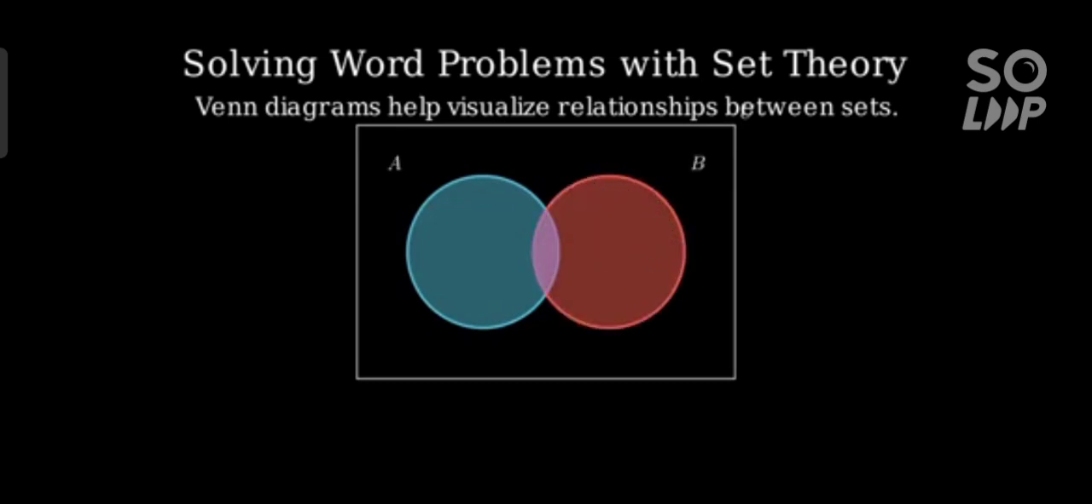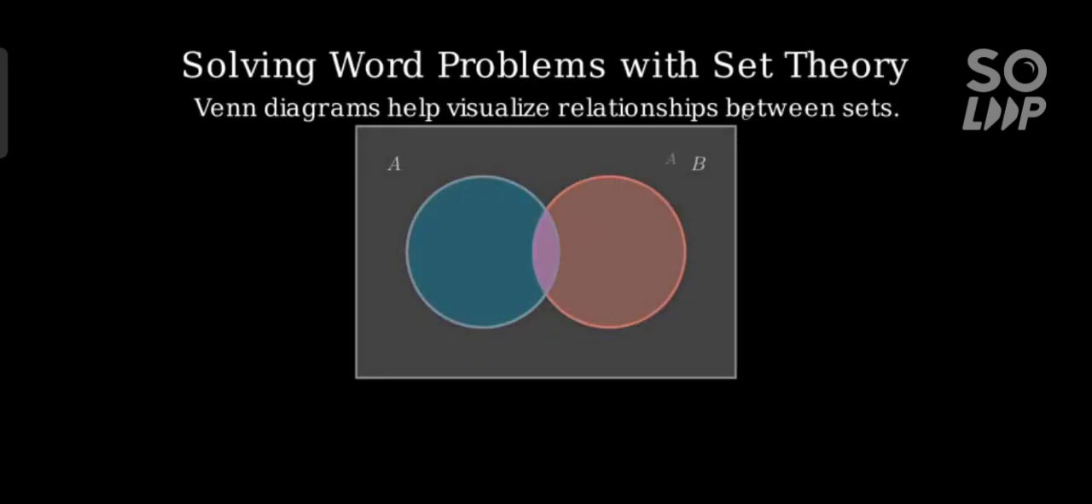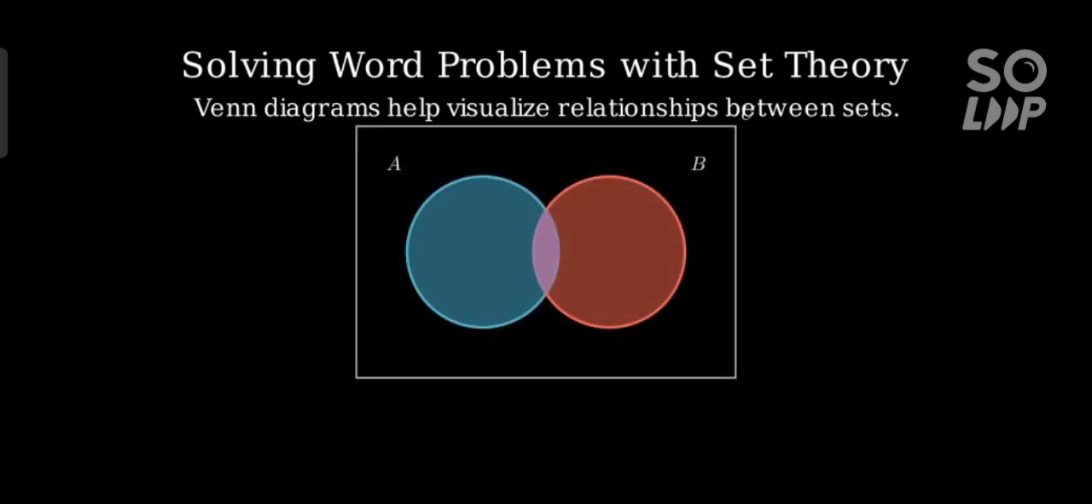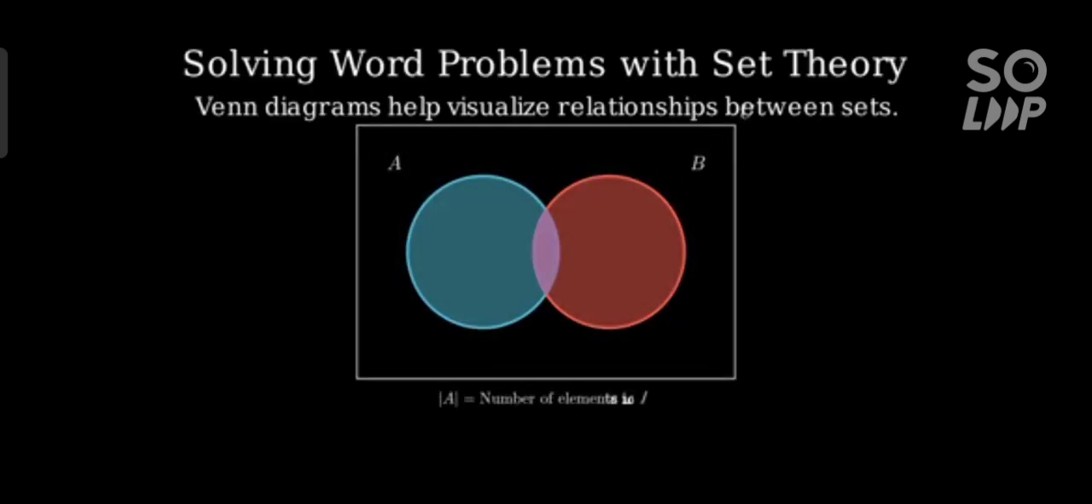The intersection, A ∩ B, represents elements common to both set A and set B, the overlap. The union, A ∪ B, includes all elements in A or B or both. The complement of A, A prime, includes elements in U but not in A. Cardinality, written with vertical bars like |A|, means the number of elements in set A.